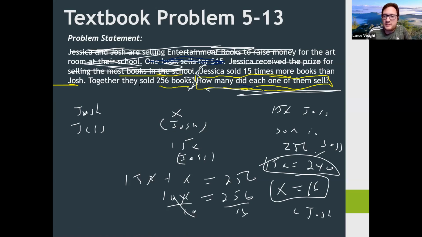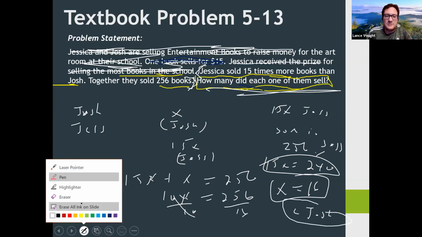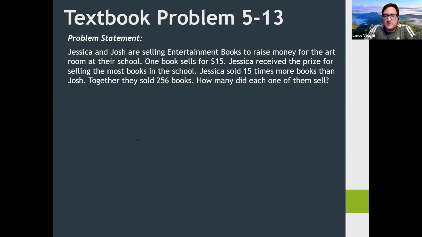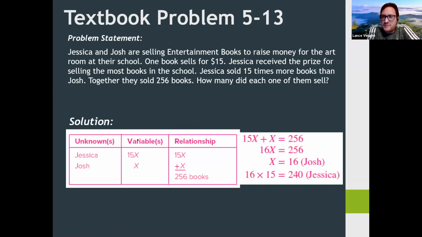15x plus x equals 256. Added together, 16x equals 256. Divide by 16. X is 16. That's Josh's. And then Jess is 16 times 15, which is 240. So that is a word problem. Any questions?